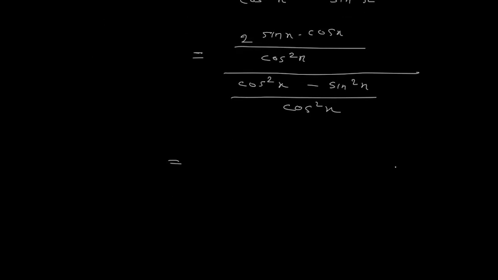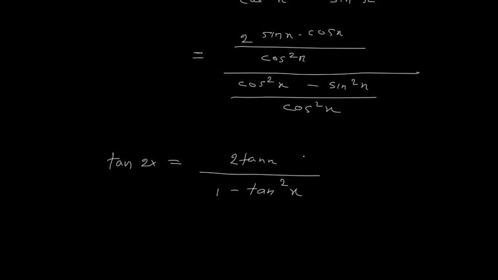So in the numerator, one cos cancels, so I have 2 tan x, and in the denominator I have 1 minus tan square x. Cos square x upon cos square x is 1, minus sin square x upon cos square x is tan square x. So 2 tan x upon 1 minus tan square x is the formula for tan 2x.